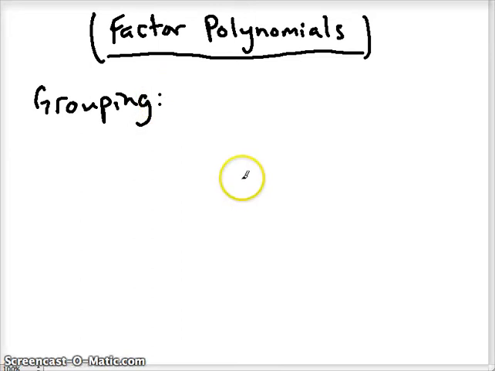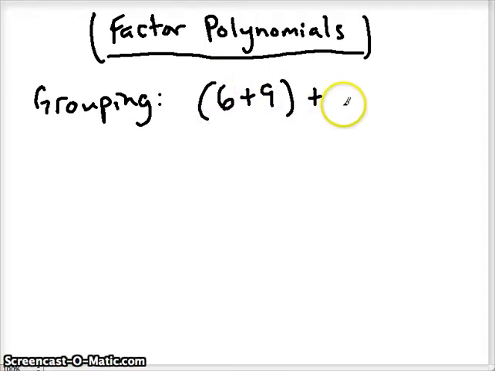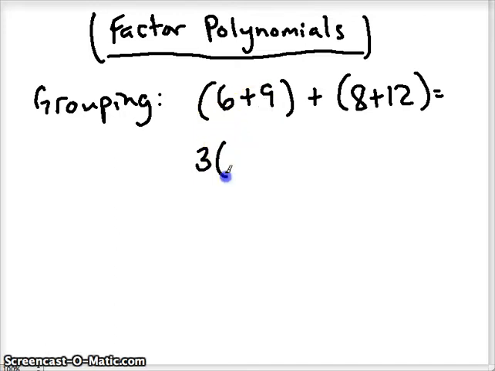And this is how grouping goes. Let's get a really easy example here. If I have 6 plus 9 plus 8 plus 12. Obviously, because they're numbers, we could add them up. That's pretty easy. But let's do it by factoring. What do these two terms have in common? What's their greatest common factor? 3 is the biggest number that goes into both of them. So if I take that out, I'm left with a 2 plus 3, right? 3 times 2 is 6, plus 3 times 3 is 9.